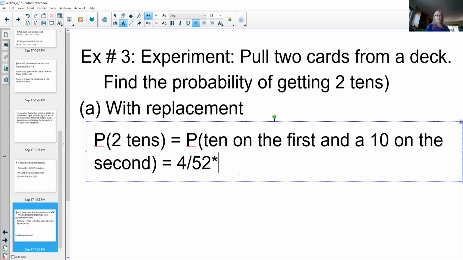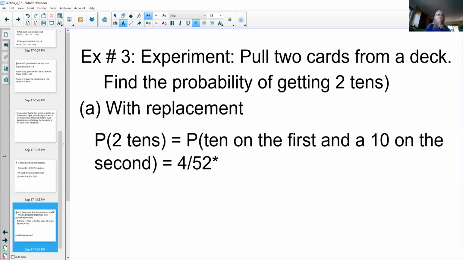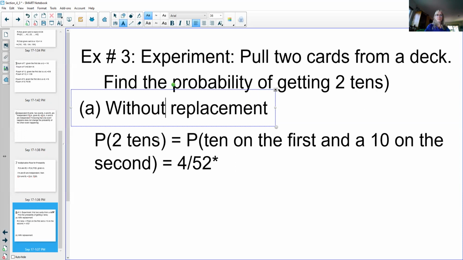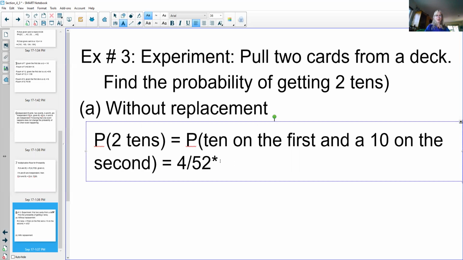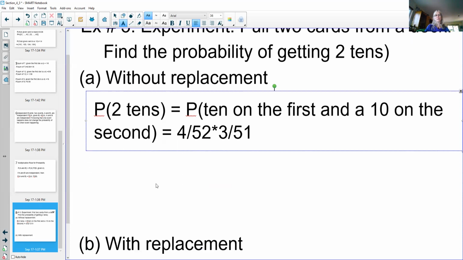In fact, oh wait, I'm sorry, this is with replacement. So we'll do without replacement first. So that card is missing. Without replacement, I did not put that card back. So since I didn't put that card back, that card's missing. I'm assuming the first one was a 10, so I'm assuming that card that's left out is a 10. So there's only 3 10s left. There's only 51 cards left in the deck. So this would be 4 out of 52 times 3 out of 51.